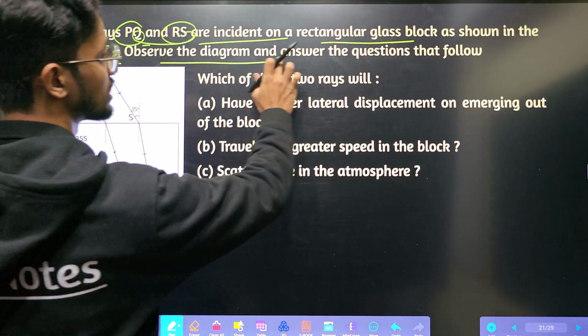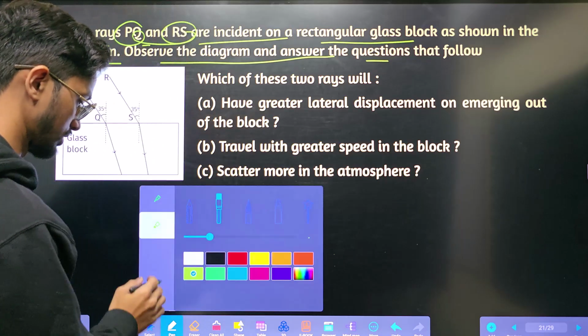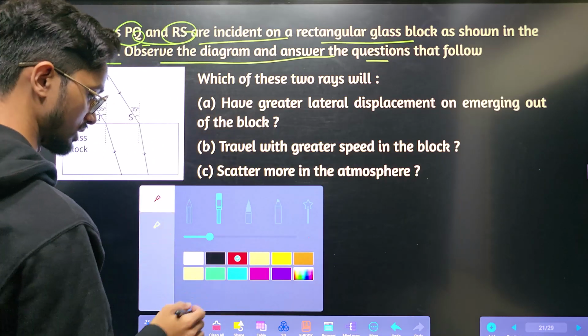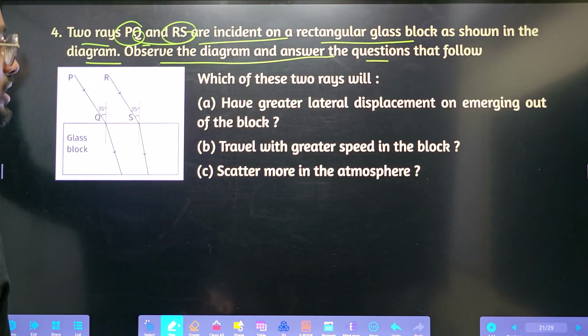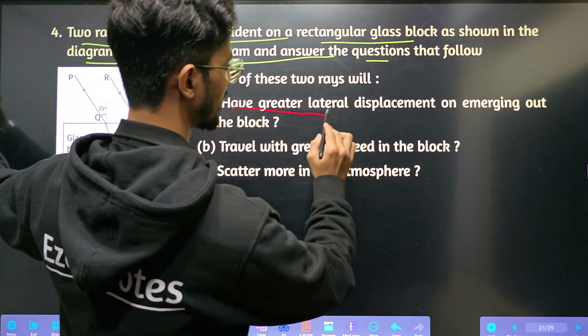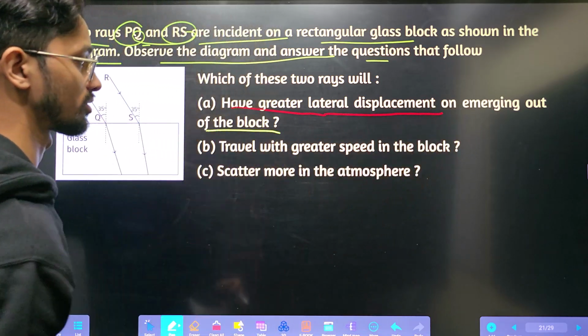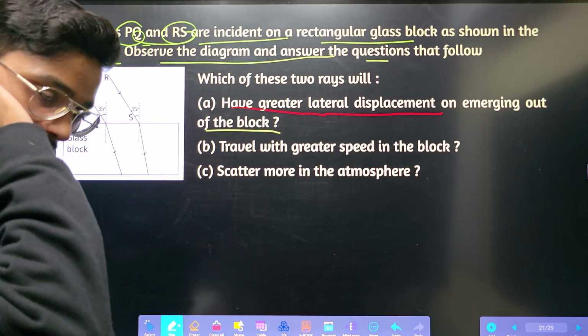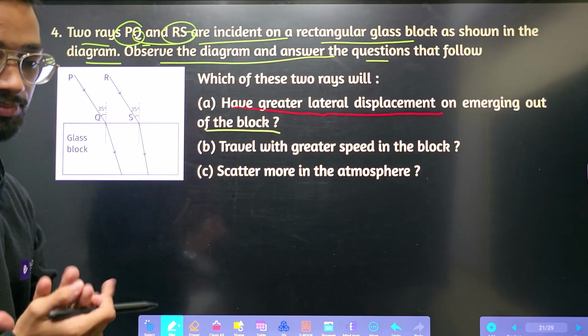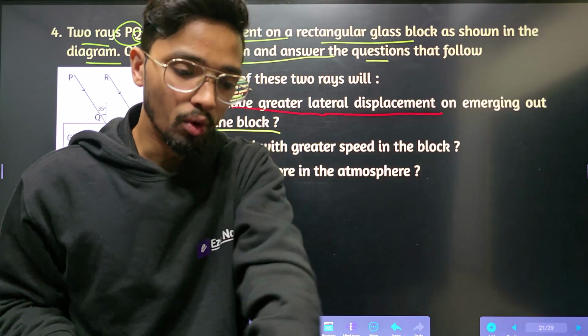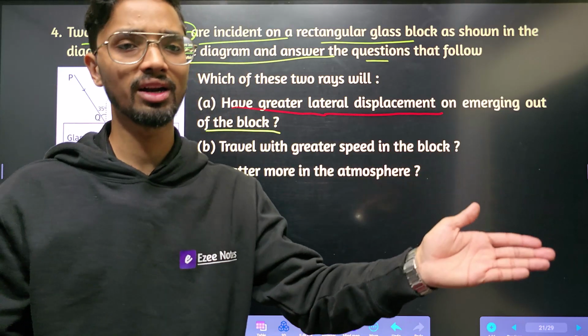Two rays PQ and PRS are incident on a rectangular glass block as shown in the diagram. Okay. Observe the diagram and answer the following questions. So let us observe the diagram. See, first, what they are asking: which have greater lateral displacement on emerging out of the block? Which have the greater lateral displacement? See, which will bend more towards normal? It will have greater lateral displacement, right?